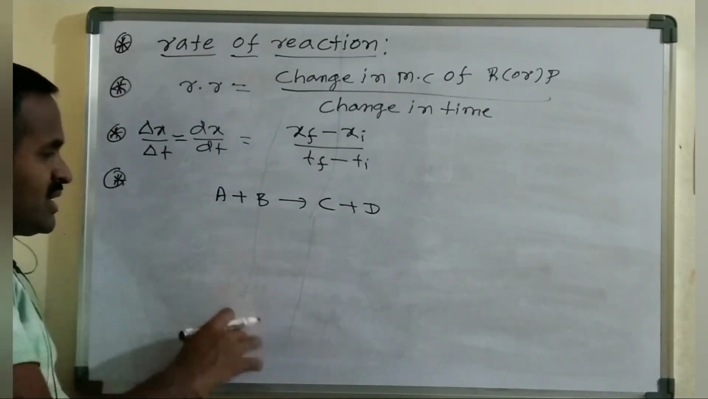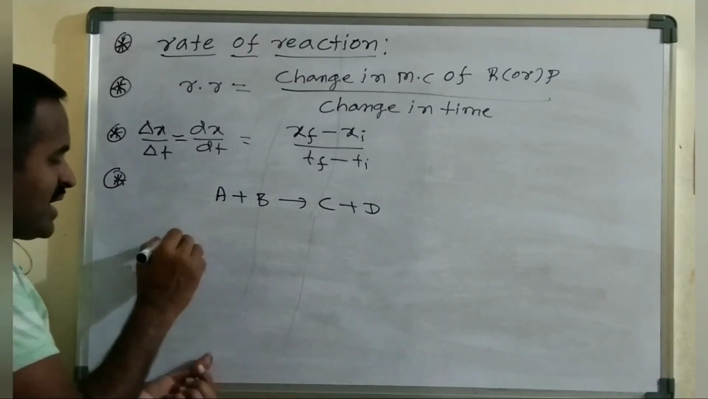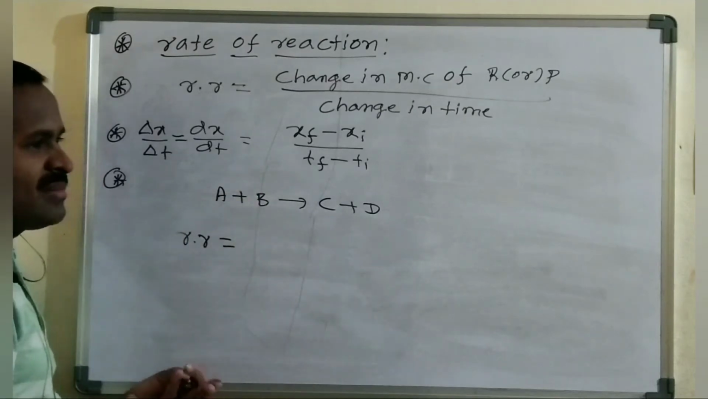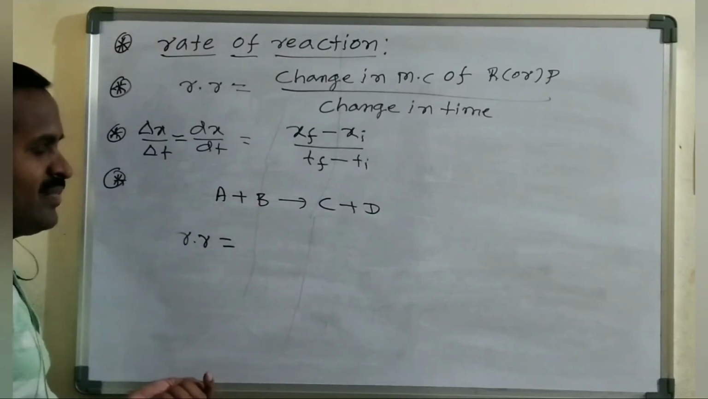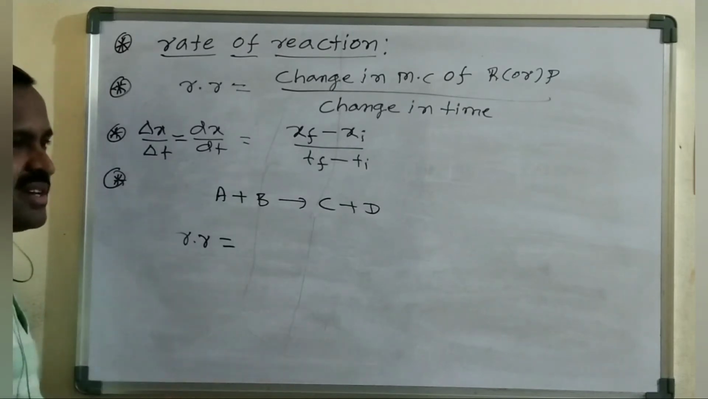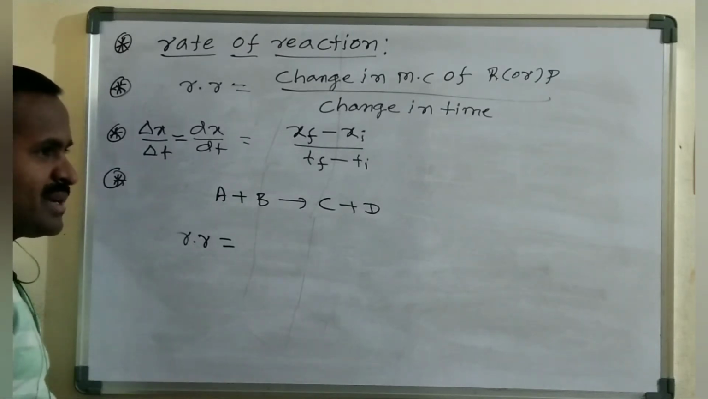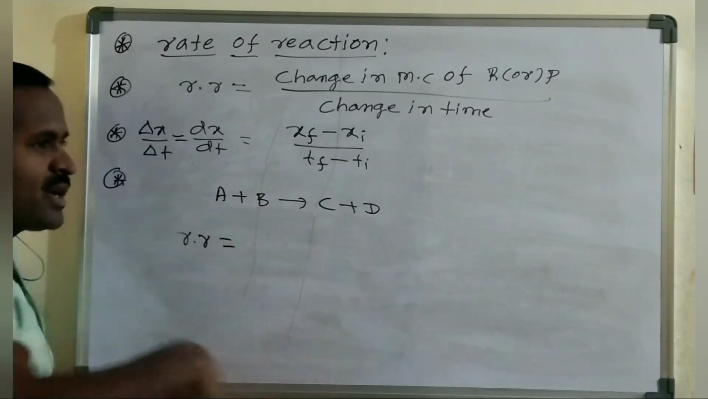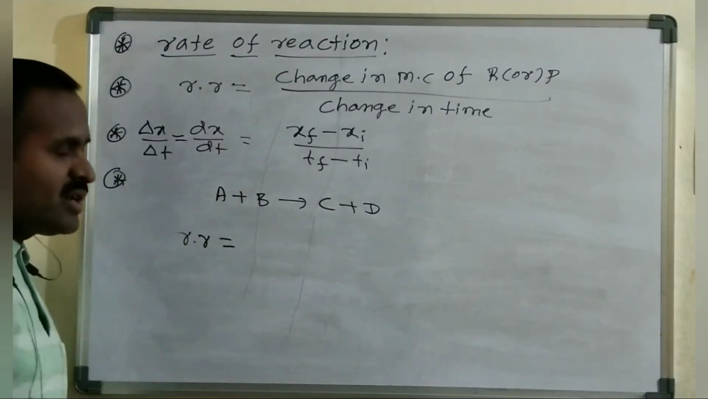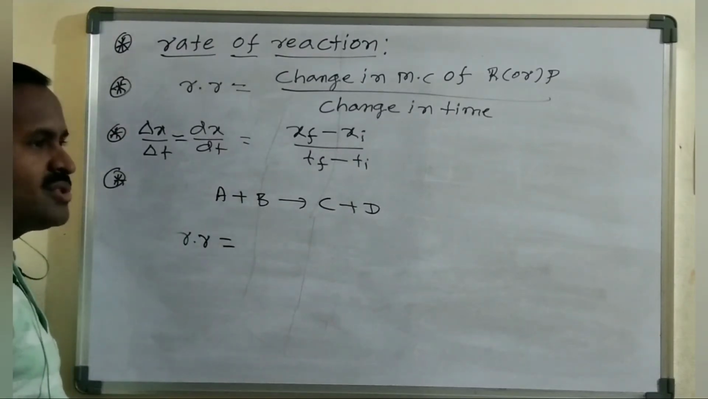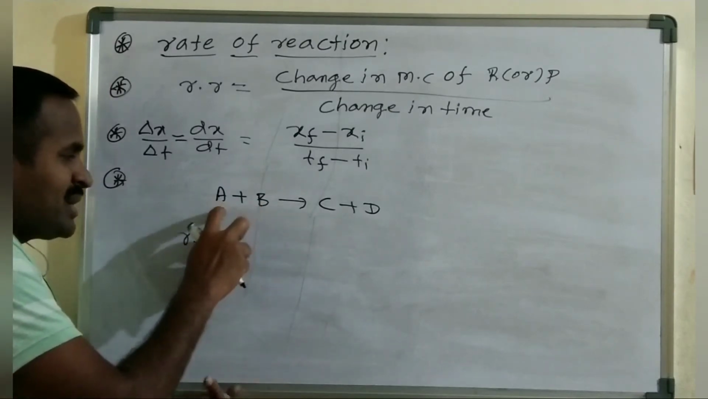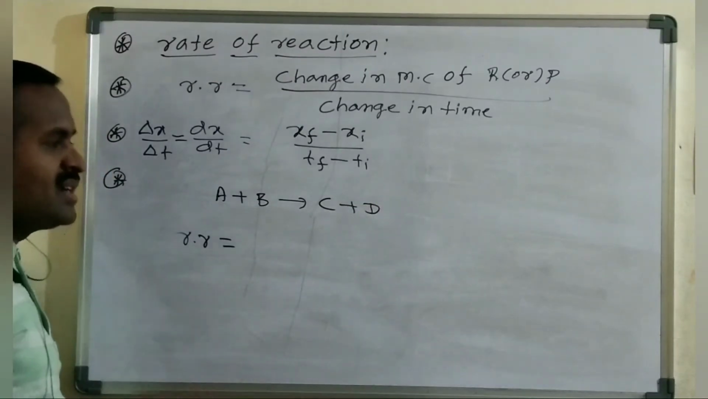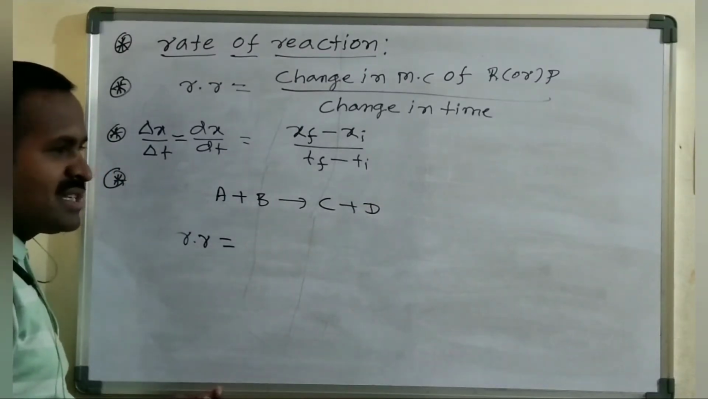Now I can write the rate of the reaction, RR, with respect to each term in the chemical reaction, as disappearance as well as appearance. What is meant by disappearance? The reactants are consumed and disappear, and products are newly formed and appear during that reaction. So the disappearance of A, the disappearance of B, equals the appearance of C, equals the appearance of D, with respect to time.